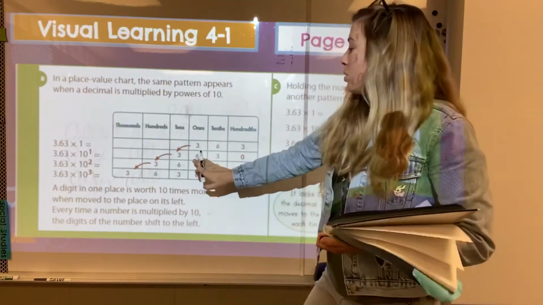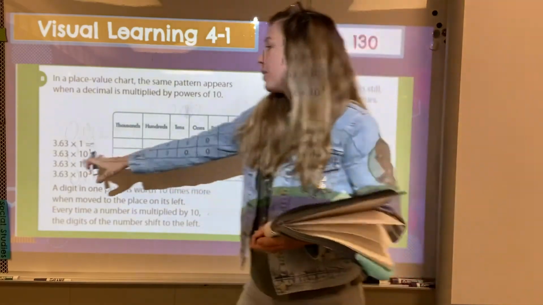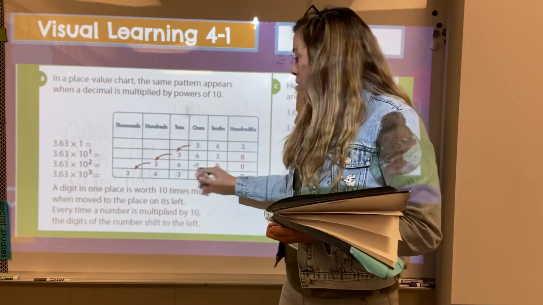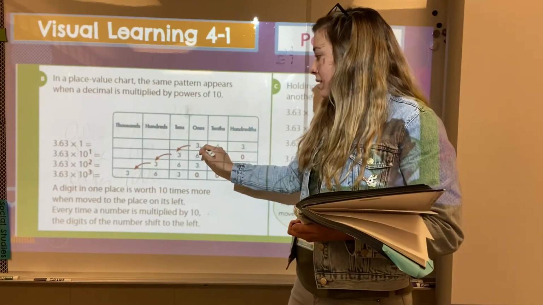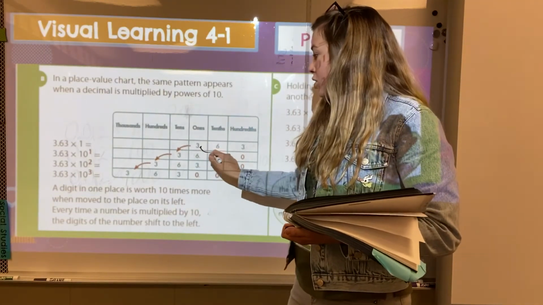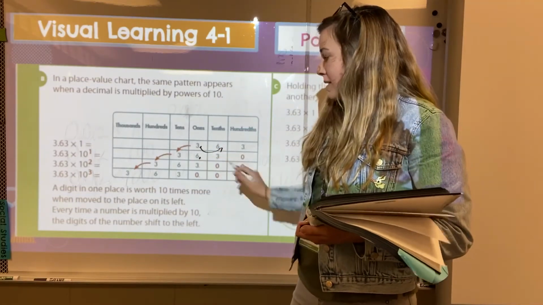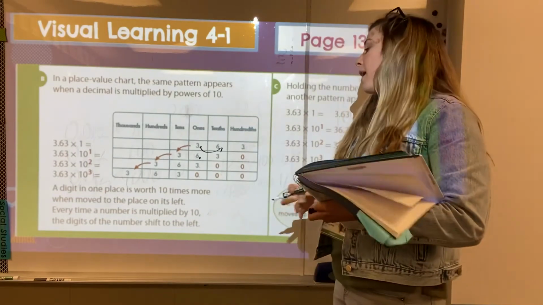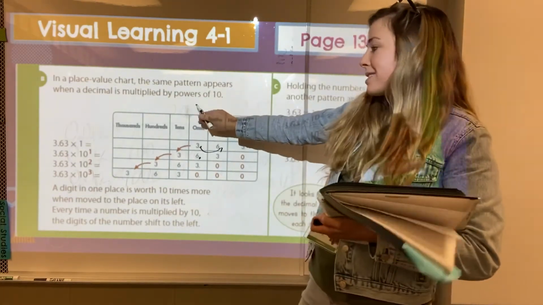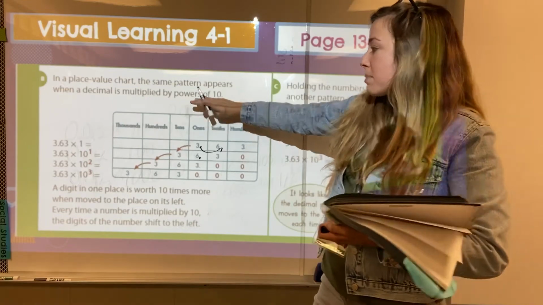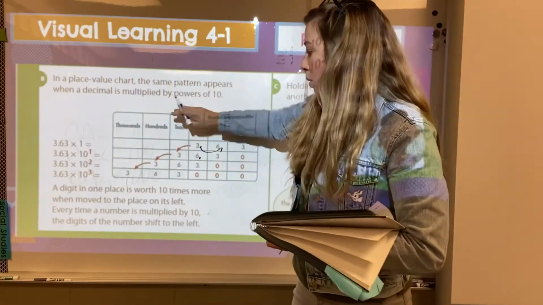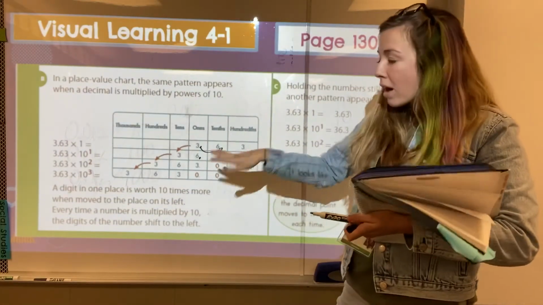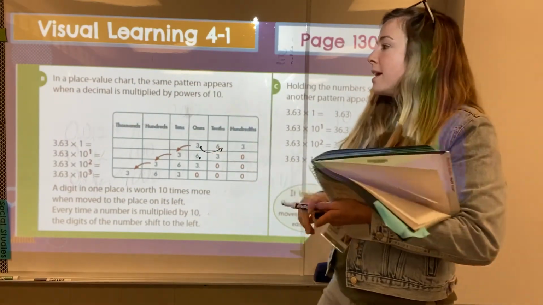Okay, so when you multiply 3 and 63 hundredths by 10 to the power of 1, our numbers are shifting over. What you might notice is our 3 was here and it shifted over next to our 6, and it shows how the other digits move. A digit in the ones place is worth 10 times more when moved to the place to the left. So when we move or swoop that decimal, it becomes 10 times greater. And then we have 100 times greater with 10 to the power of 2, and 1,000 times greater with 10 to the power of 3.